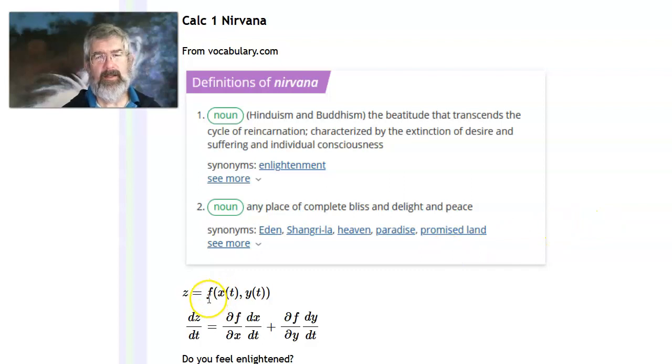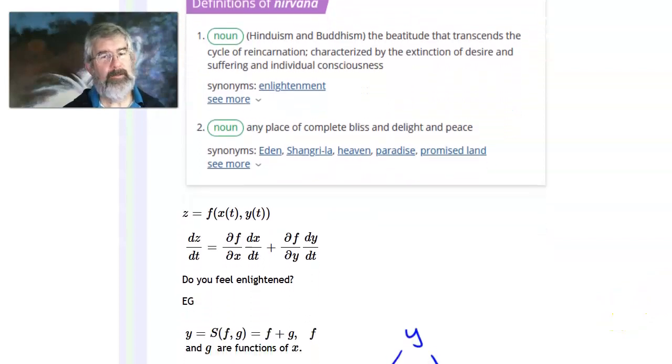If z is a function of x and y, and x and y are functions of t, then the chain rule that we had in the last video says that dz/dt equals the partial of f with respect to x times dx/dt plus the partial of f with respect to y times dy/dt. Those f's could be z's or f's, just the way I have this written. Do you feel enlightened? Do you understand all of Calc 1? Well, perhaps not yet. Let me give an example.